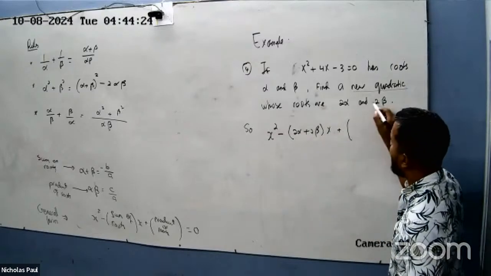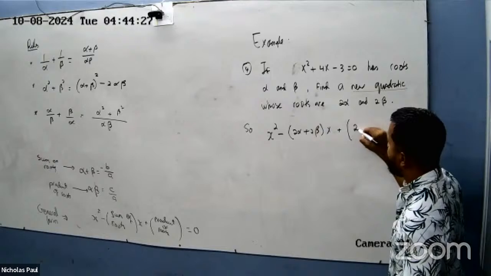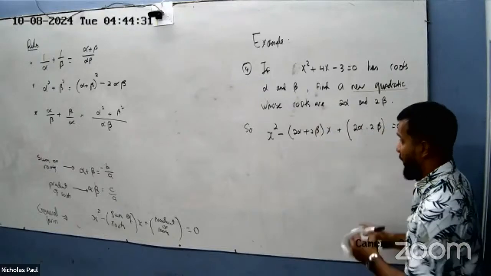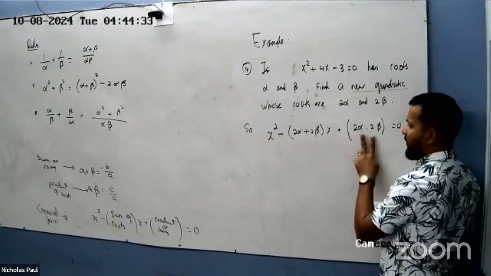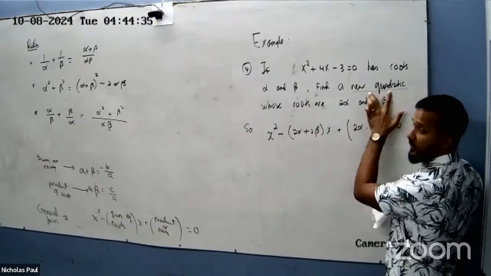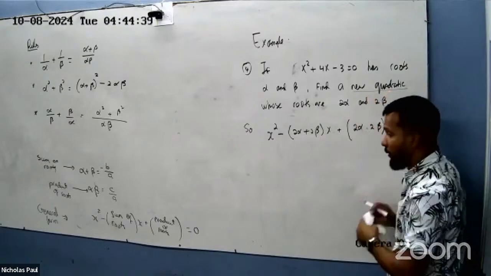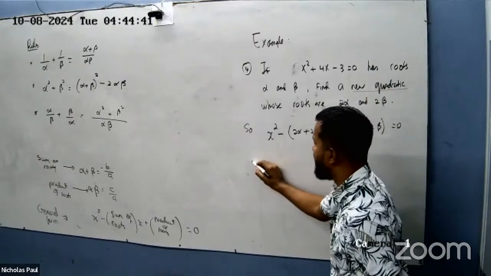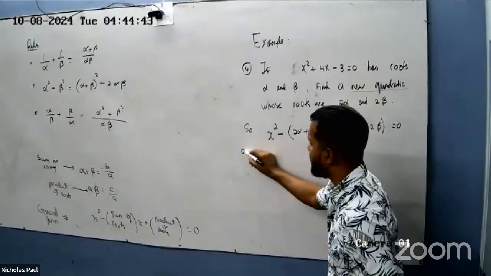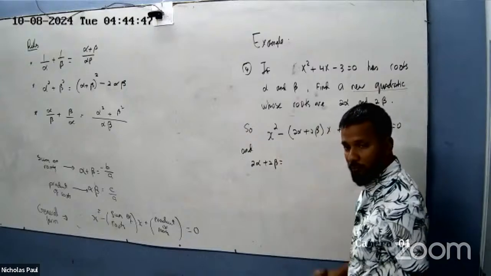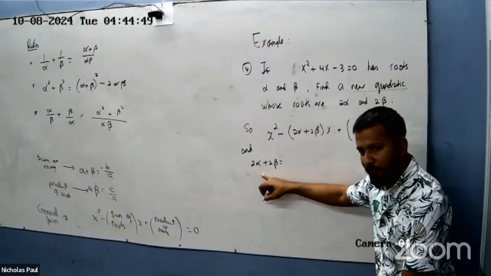Plus the product of the roots, 2 alpha multiplied by 2 beta. So if I could figure out this and I could figure out this, I will have this. Are you okay with that? So what is 2 alpha plus 2 beta? Let's work out this again.